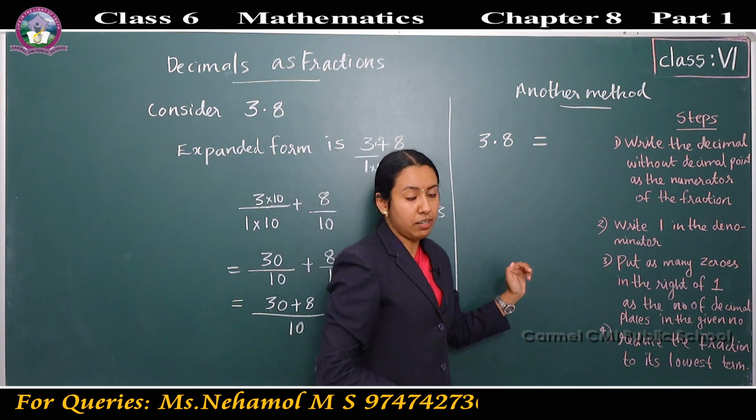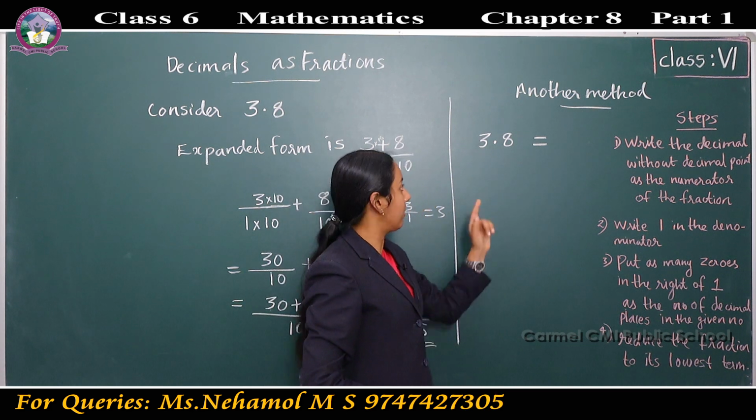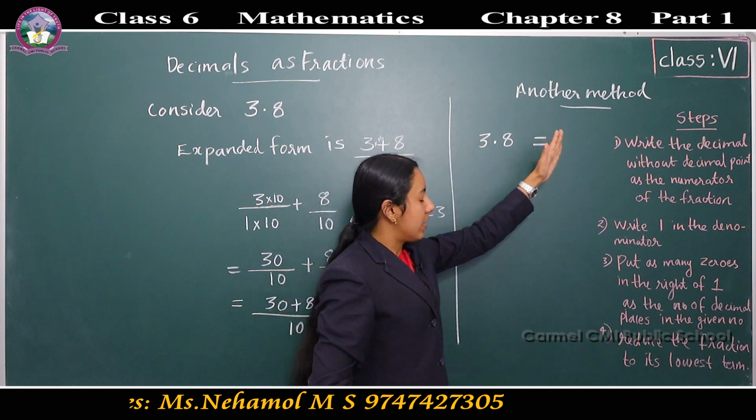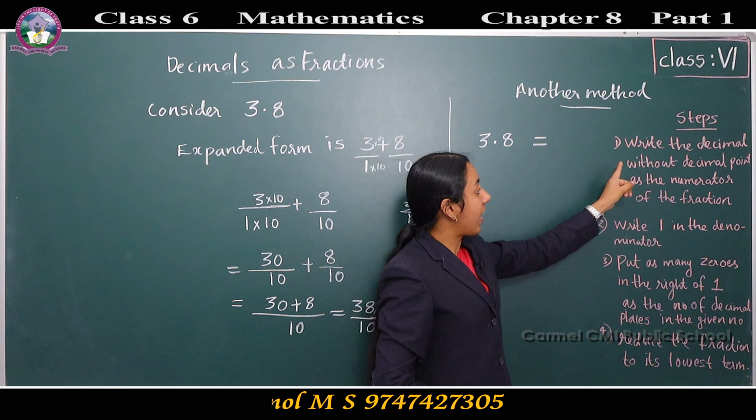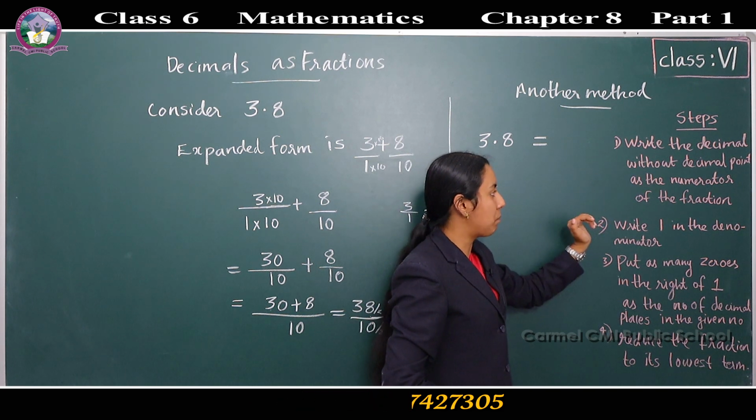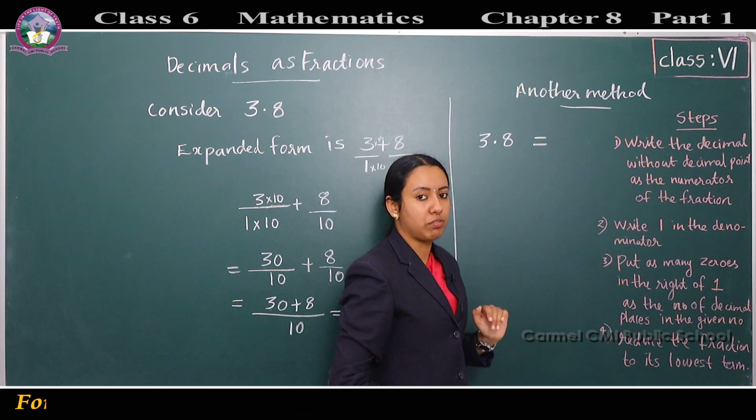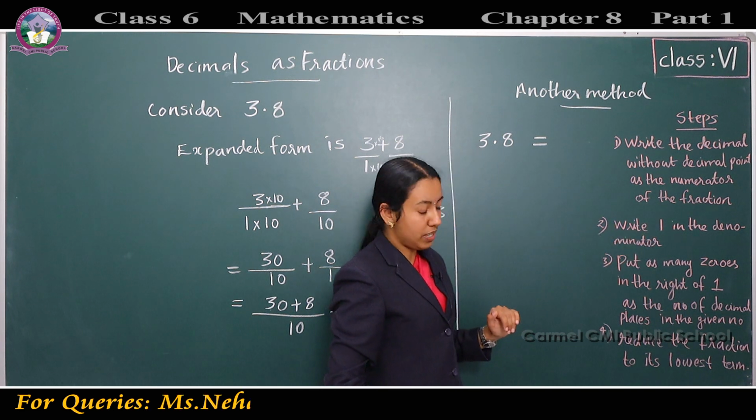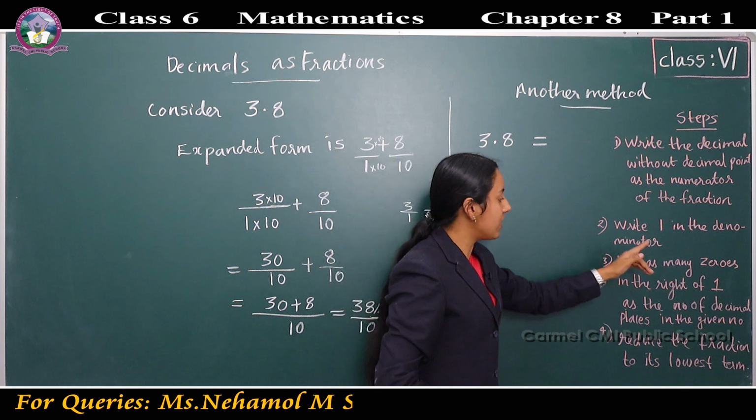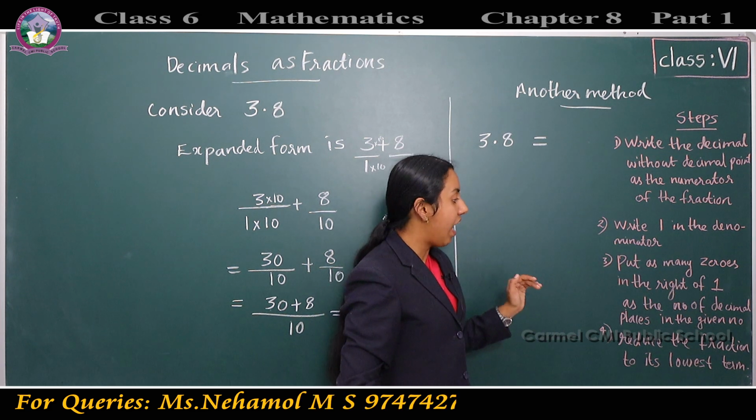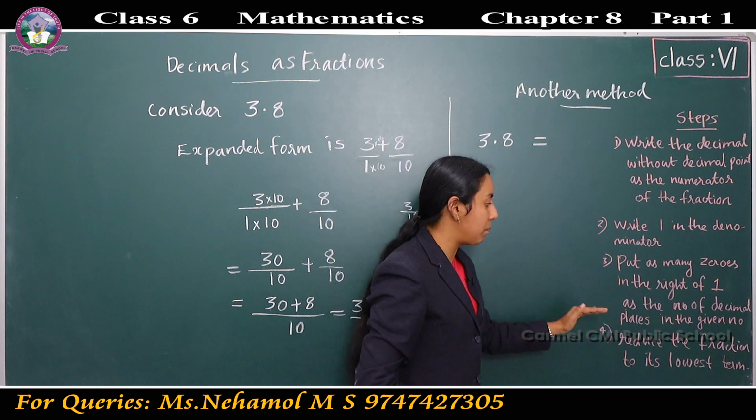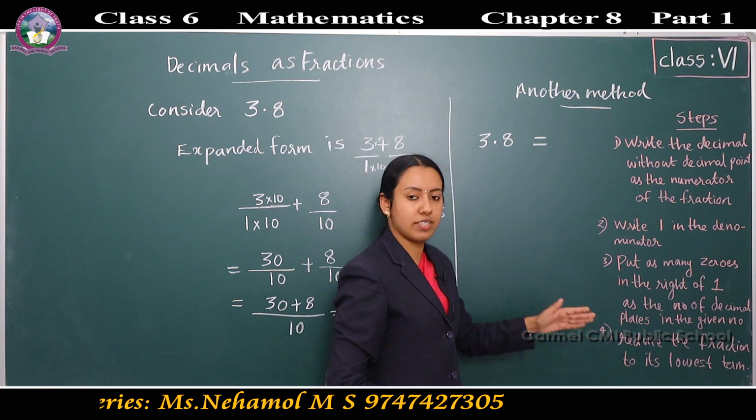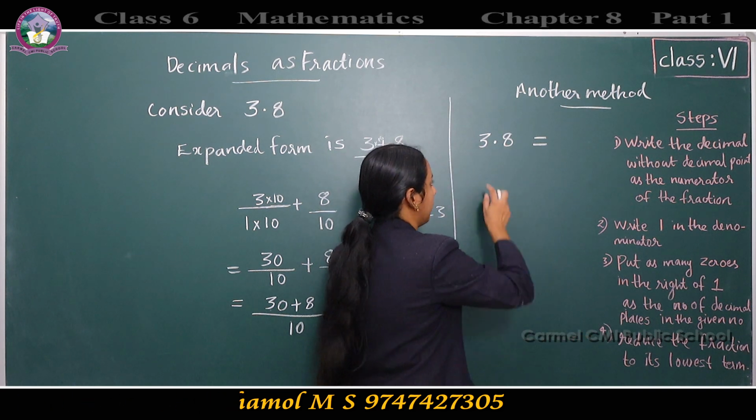Now the second method, another method. This method is somewhat easier. 3.8, that is the decimal. There are certain steps. First, write the decimal without the decimal point as the numerator of the fraction. Then write 1 in the denominator. Then put as many zeros to the right of 1 as the number of decimal places in the given number. Then reduce the fraction to its lowest term. We can go through this example.